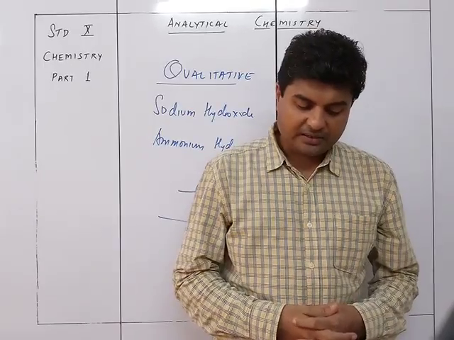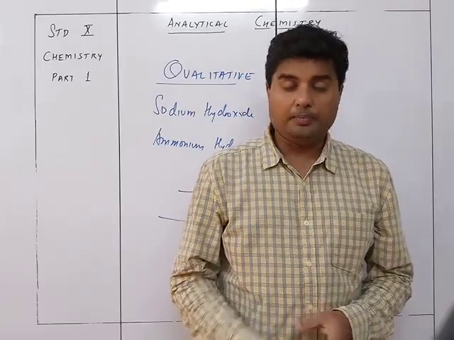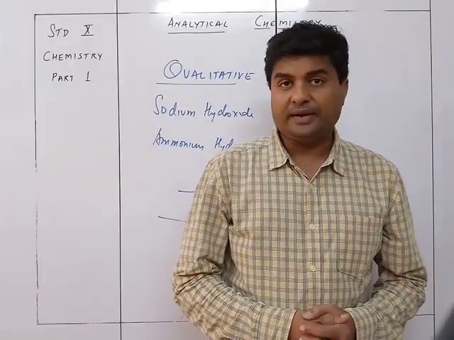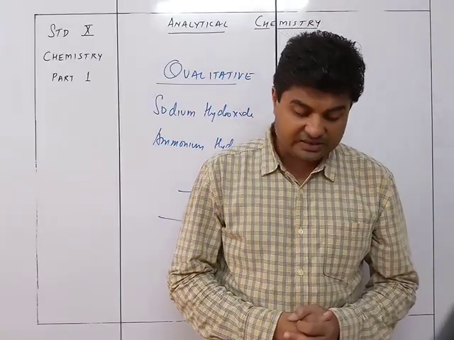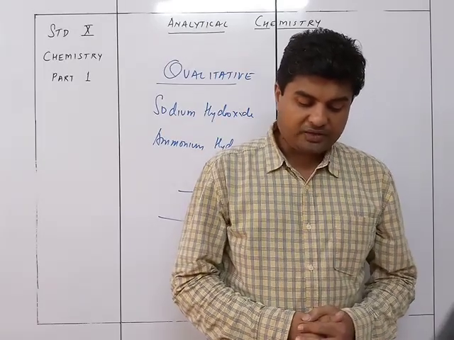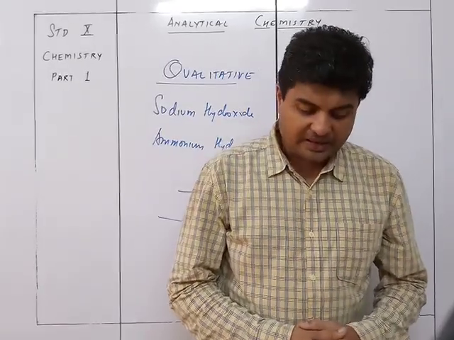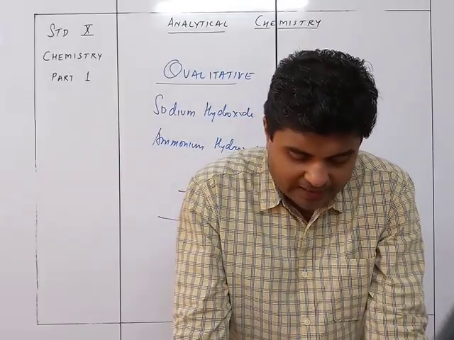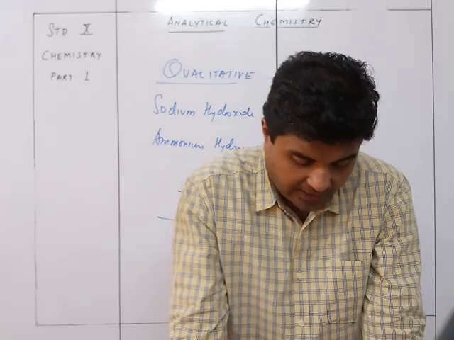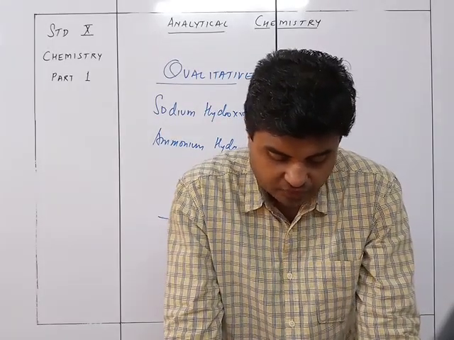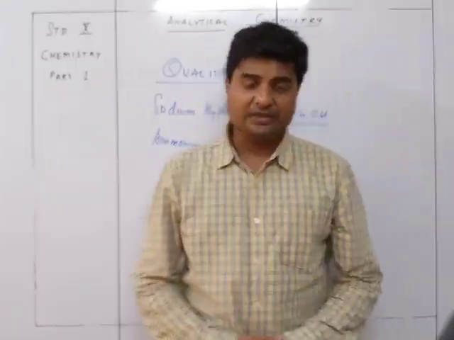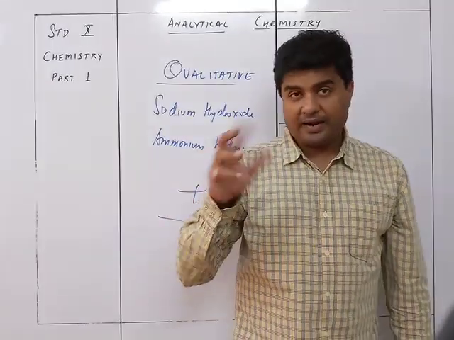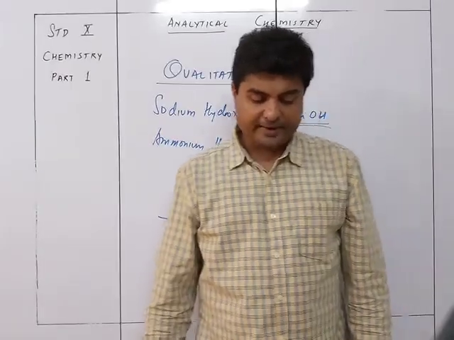Chromium is green in color. Manganese is pink in color. Iron 2, that is ferrous, is green in color, whereas ferric, that is Fe3+, is yellow or brown. Cobalt is blue or pink, and nickel is green in color. So these are the colored cations. Colored cations will be copper, chromium, manganese, iron, both ferrous and ferric, cobalt and nickel.